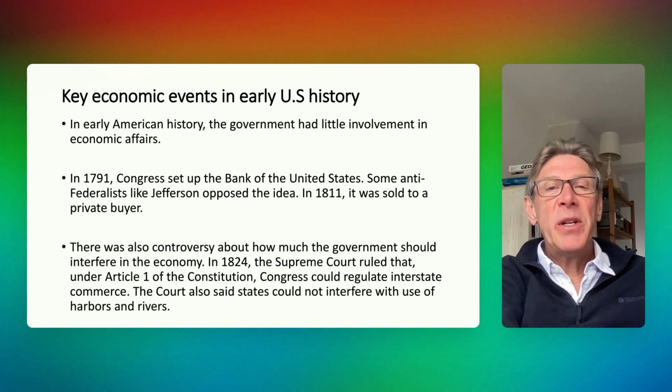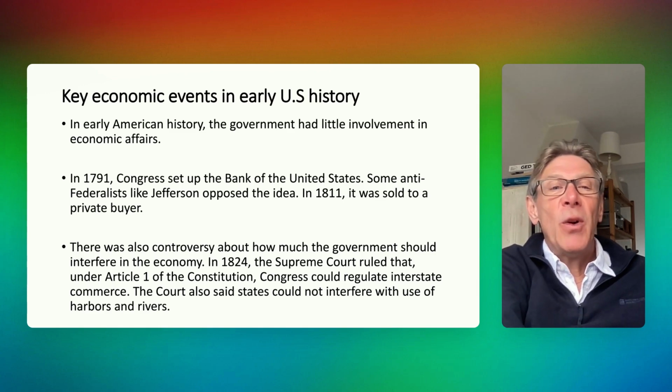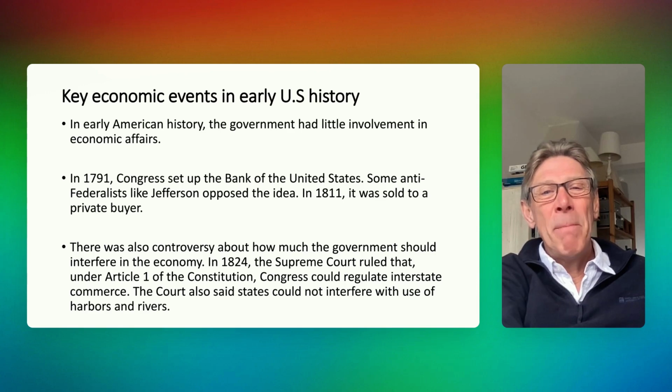In 1824, the Supreme Court ruled that under Article 1 of the Constitution, Congress could regulate interstate commerce. So there's some control here. But actually, if the different states were trading with each other, you needed someone to manage it and to set rules. The court also said that states could not interfere with the use of harbours and rivers.